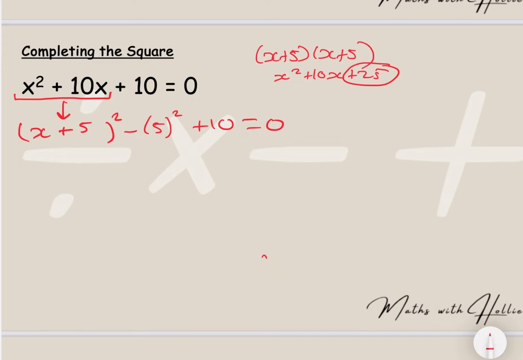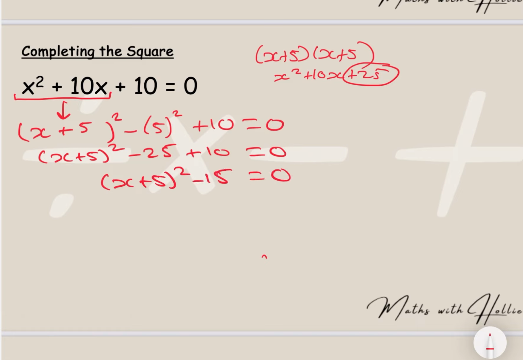So then what I'm going to do next, just to simplify it a little bit, is we know that 5 squared is 25, plus 10 is 0. So I should have, at this point, x plus 5 squared, minus 15 is 0. So this is what we call completing the square.